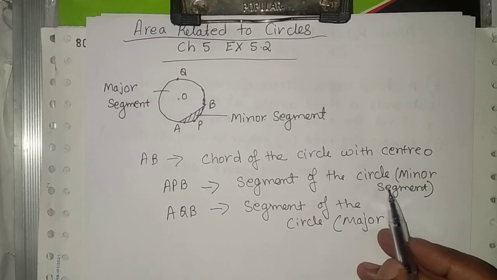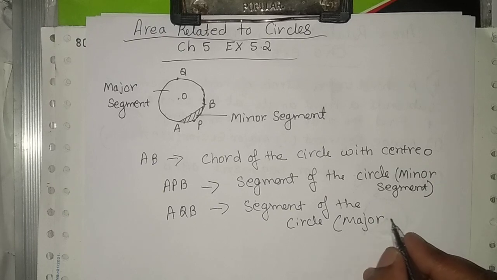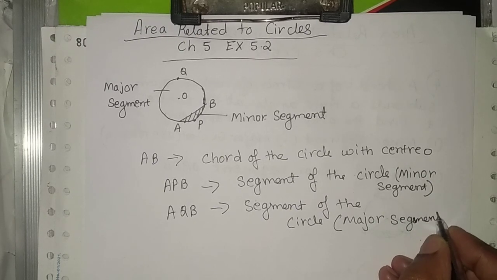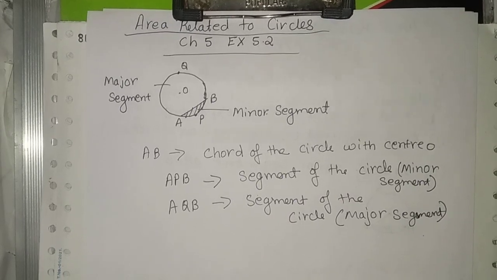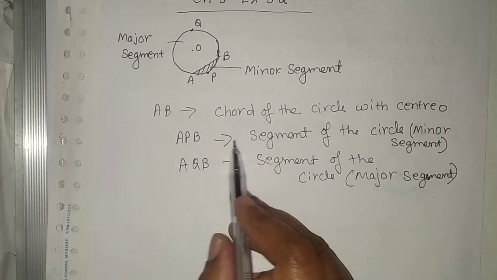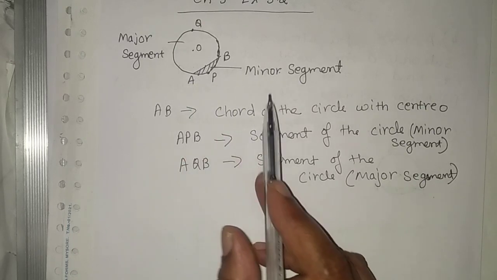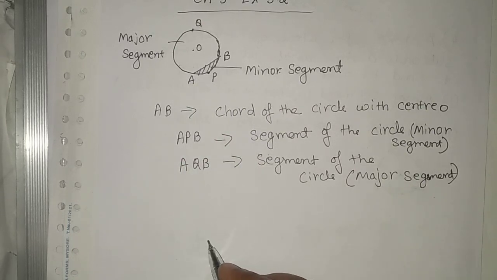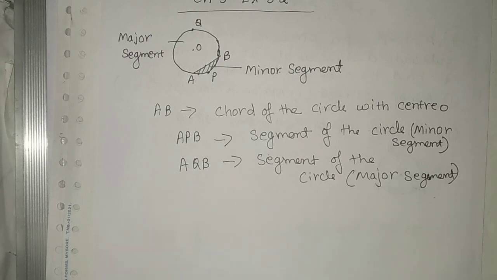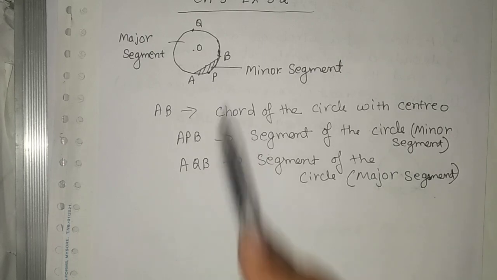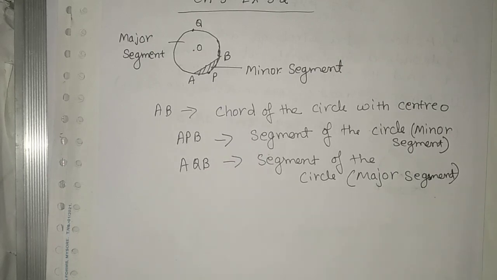So this is formed by the chord AB. So this is the minor segment. ABP is the minor segment and AQB is the major segment. So this is about the circle segments, and this is the chord, and we move on to the problem.